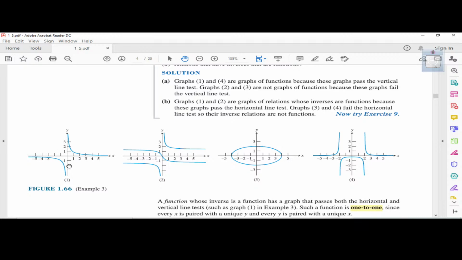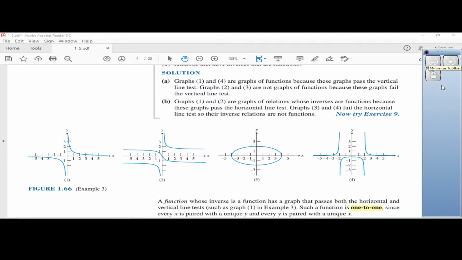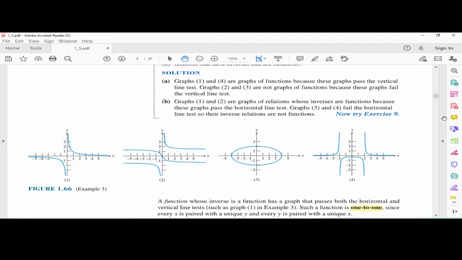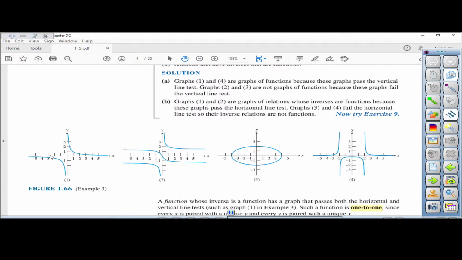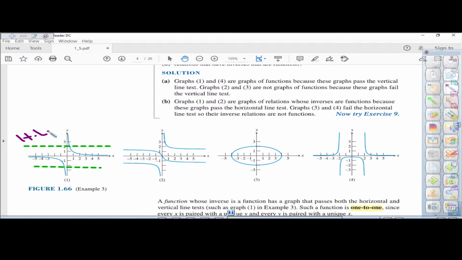Yes, it is a function. So I know it's a function. Now let's see if its inverse is a function. I'm going to use the horizontal line test. I'm going to come here and do my horizontal line test. By the way, you do it everywhere in the function, not just one place. So this is my horizontal line test. It does pass the horizontal line test. It only touches it one time, also one time.